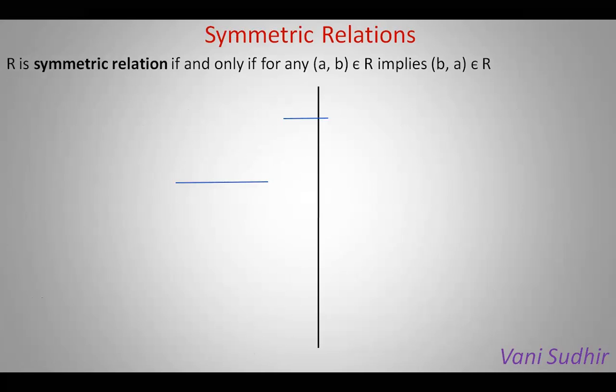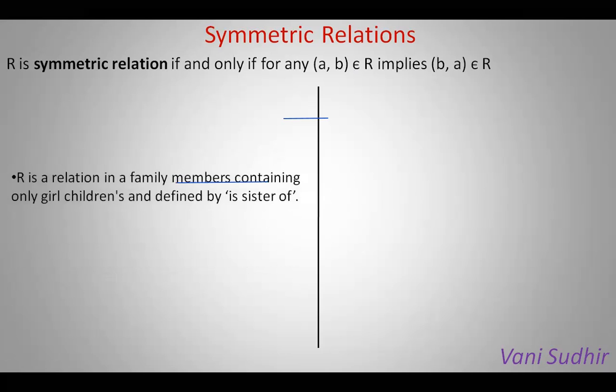A symmetric relation is defined like this: if you take two elements A, B, and (A, B) is in the relation, then (B, A) should also be in the relation. That means if A is related to B, then B is related to A. Only then will we say that it is a symmetric relation. We'll look at some examples.